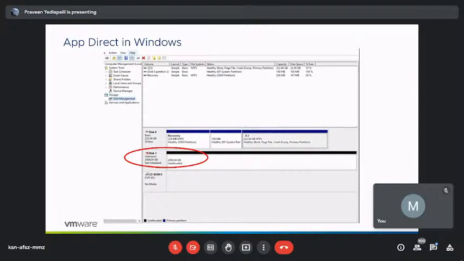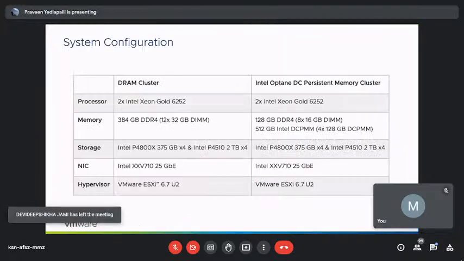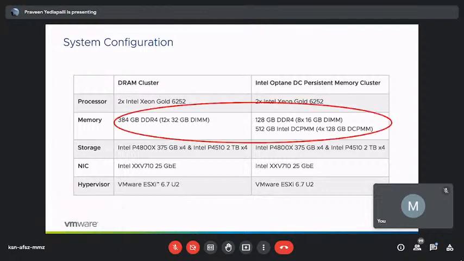So now let's talk about how, once you configure it, you can take advantage of memory mode. First memory mode, then I'll talk about app direct mode. Okay. So here I'm doing an experiment. I have two systems, one with pure DRAM on the left side. It has an Intel processor, 384 GB DRAM, and an Intel P4800 SSD, and some network card and all that.